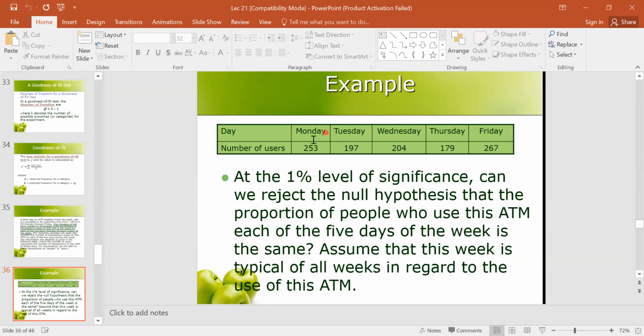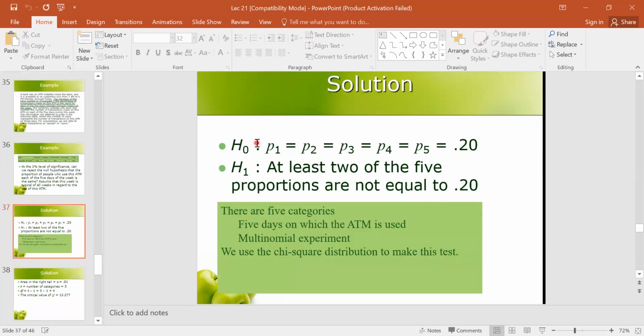And for the total observations, if we add the number of users, we get the total users of the ATM from Monday to Friday. So this is our hypothesis: that P1, P2, P3, P4, and P5 are equal, each 0.20, and the alternate is that at least 2 of the 5 proportions are not equal. There are 5 categories, as we have the 5 days on which the ATM is used, and in the alternate hypothesis, we can say on at least 2 days, the count is different.